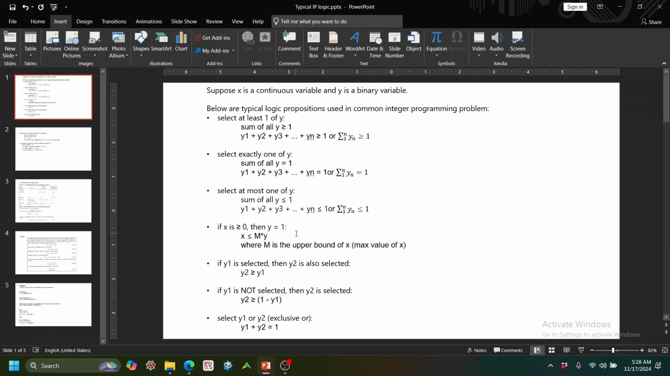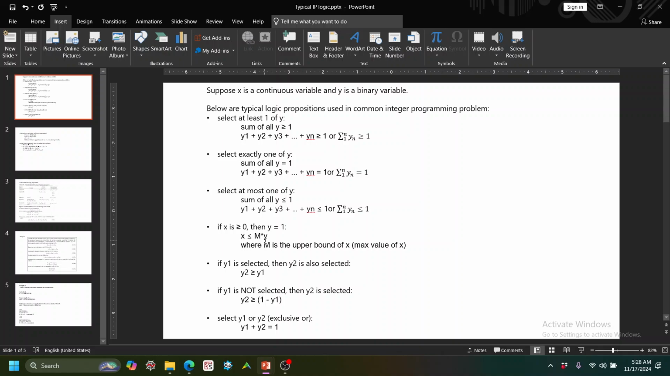Next, if x is a positive number, then y equals 1. So we introduce what they call big M. This big M has to be the biggest value that x can achieve. So basically x is less than or equal to the biggest value of x, the big M, multiplied by y.